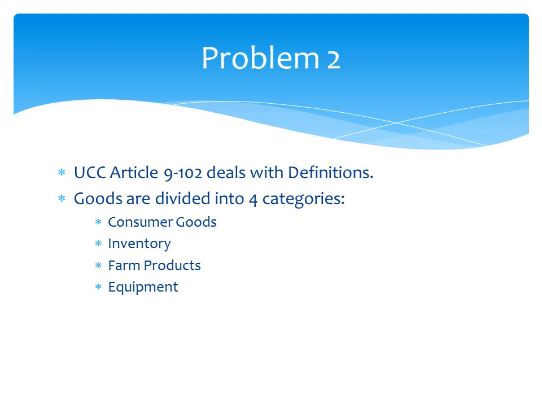The next is farm products, and those are crops, livestock, supplies used or produced in farming operations, or products of crops or livestock in their unmanufactured state. These items must be in the hands of one engaged in farming operations. If goods are farm products, they cannot be equipment or inventory. And the last item is equipment, and it means goods other than inventory, farm products, and consumer goods. So if the item doesn't fall under the other 3 categories, then it would fall under equipment.